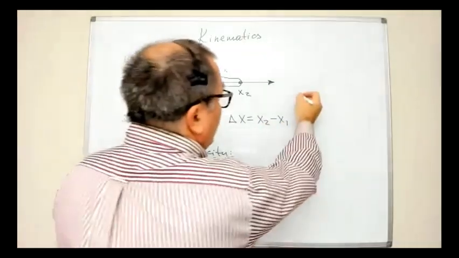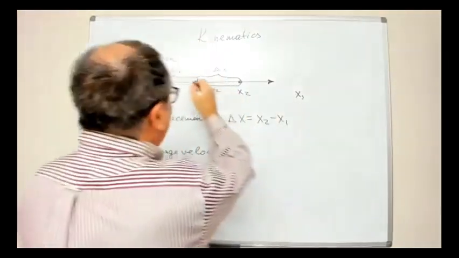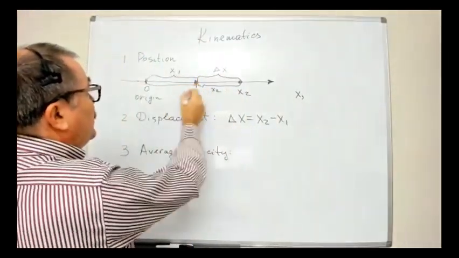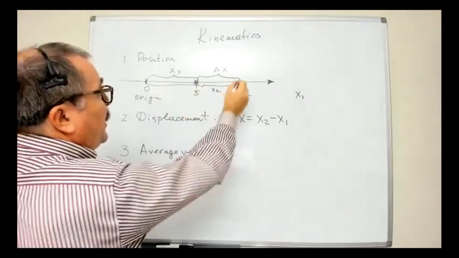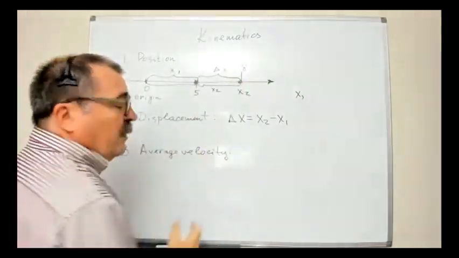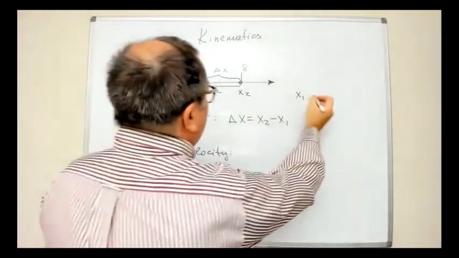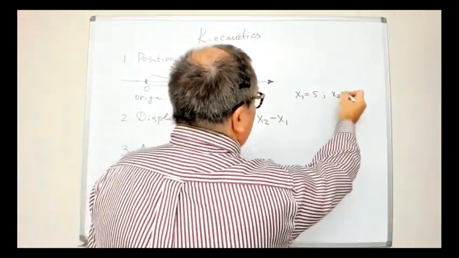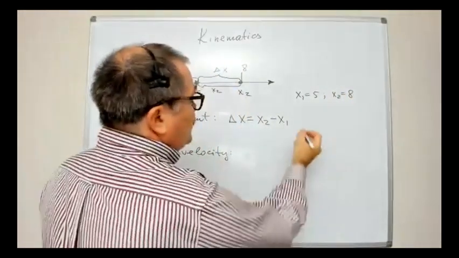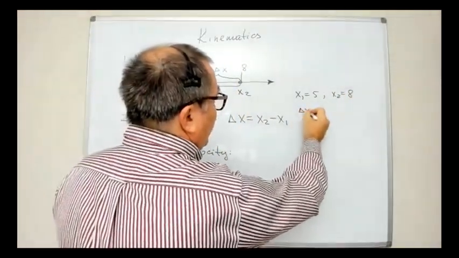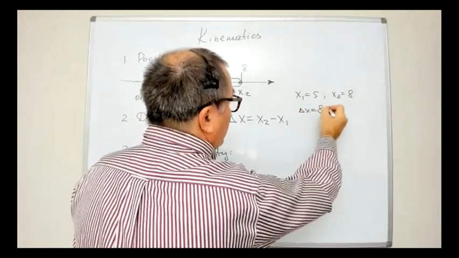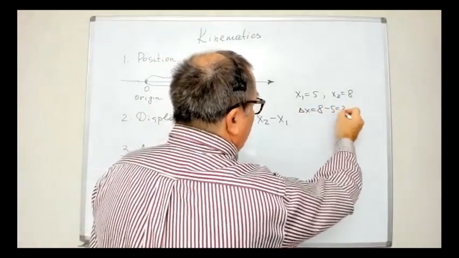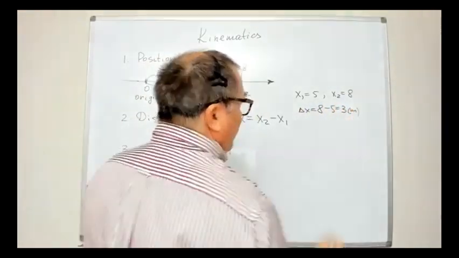Let's say your initial x, for example, here it's 5, and here, for example, 8. So your x1 is 5, your x2 is 8. What is the displacement? Delta x is 8 minus 5. So it's 3 meters.